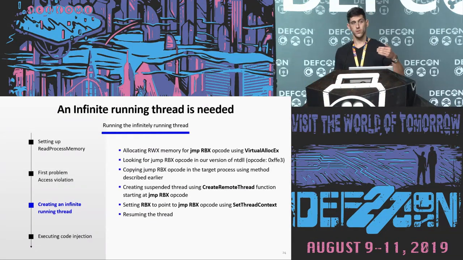So what we're going to do is allocate memory for jmp RBX. Then we will look for the jmp RBX opcode in our ntdll version in the injecting process. We will copy it using the method described earlier to the target process. Then we'll create a suspended remote thread that points to the jmp RBX we just copied. Then using SetThreadContext, we are going to set RBX to point to the jmp RBX, and then resume the thread. Now it's going to execute, get to the jmp RBX we talked about earlier, and jump to RBX. RBX points to the same location, so it just jumps over and over and over again. And that's how you make it run infinitely.